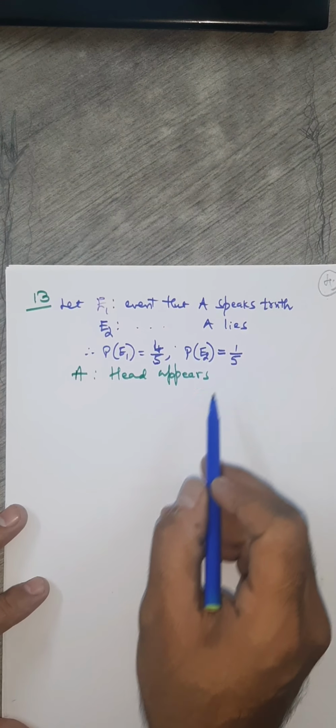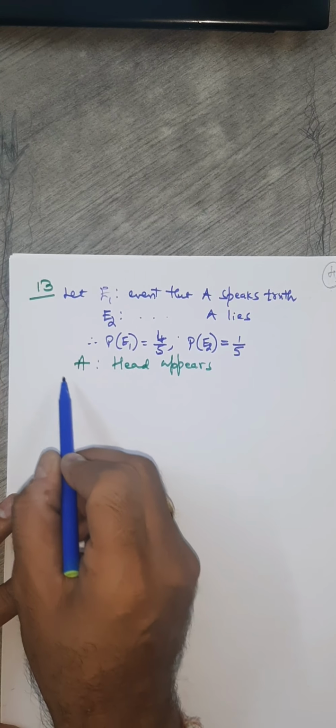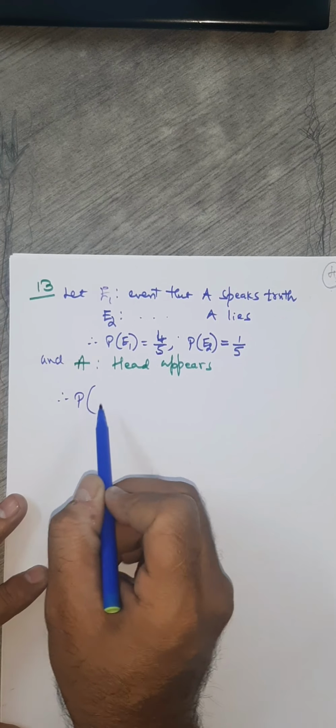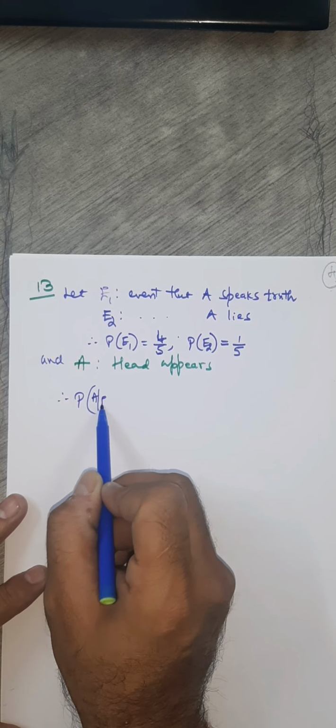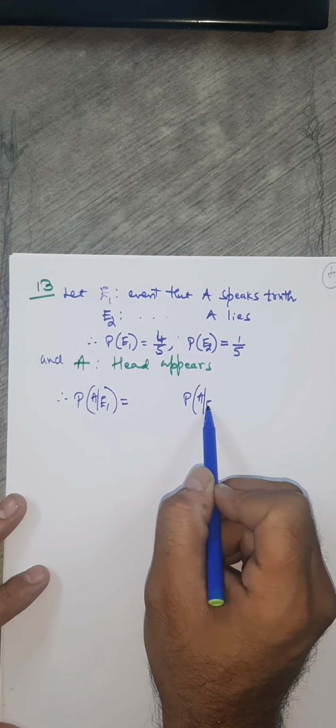Fine. What is the event? Event E1 is that A speaks truth. E2 is the complementary event, A doesn't speak truth, that is, A lies. Okay. This is 4 by 5, this is 1 by 5. You can see that this summation is 1. Okay. And now this event A. So therefore probability of A given the event E1, probability of A given the event E2.